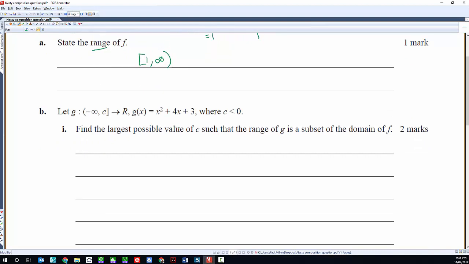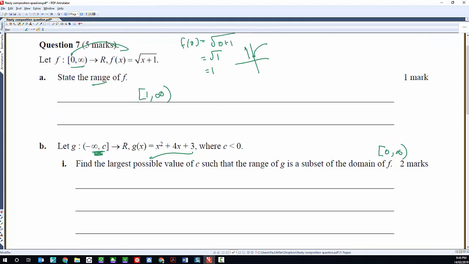So what we want to do is find the largest possible value of c, that is, restrict the domain of this function here, so that the range of this function is a subset of the domain of the other function f. So recall that the domain of f, the square root function, is 0 to infinity. Okay, where did I get that? I just got that from there. That's the domain of f. And what we want to do is make the range of g a subset. So we want it to be this. Okay, so clearly at the moment it isn't, or it doesn't have this range.